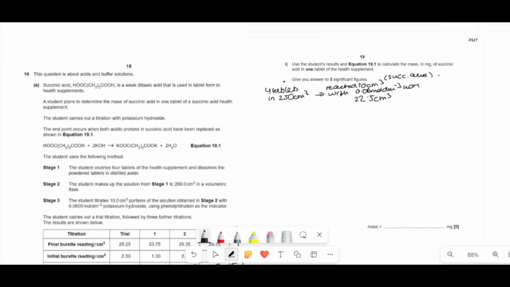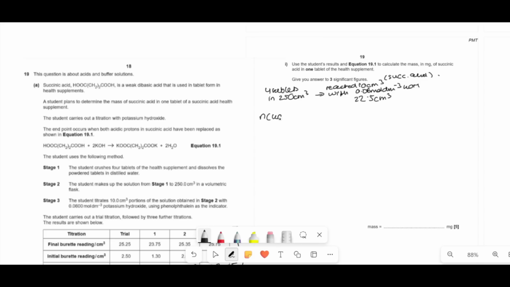We want to work backwards to get to those 4 tablets. All we know is this information here. So then people jump straight into making moles and this and that, and they have no idea what's going on. And then they're like, oh, I'm getting everything wrong. Why do I always keep doing this? If you're going to work out moles, you need to be able to justify every single step. So I can see that whatever's in these tablets is going to react with KOH, and the only thing that it can be is the succinic acid.